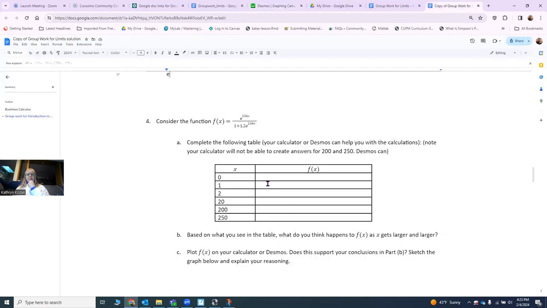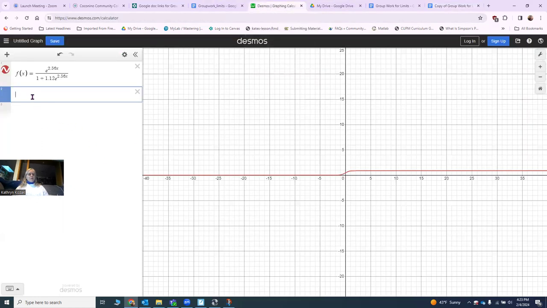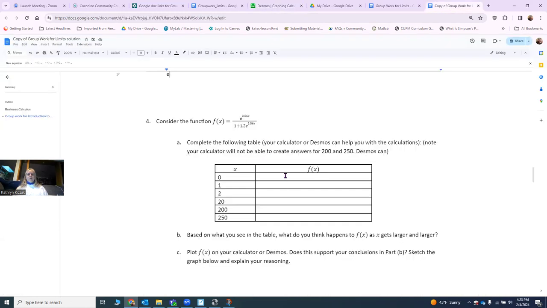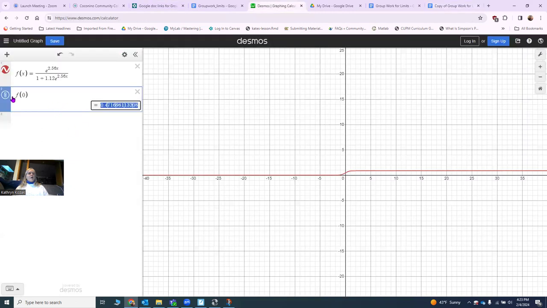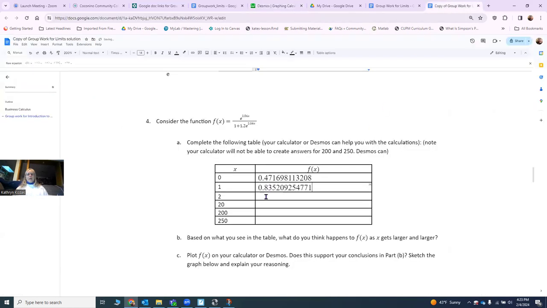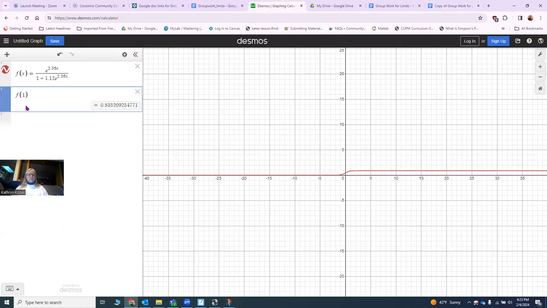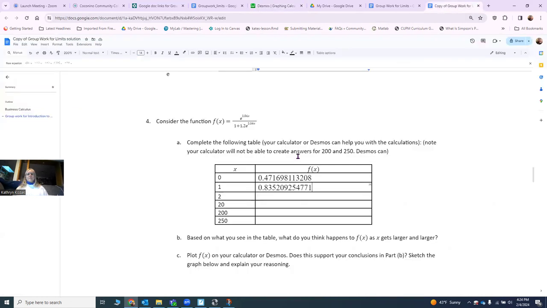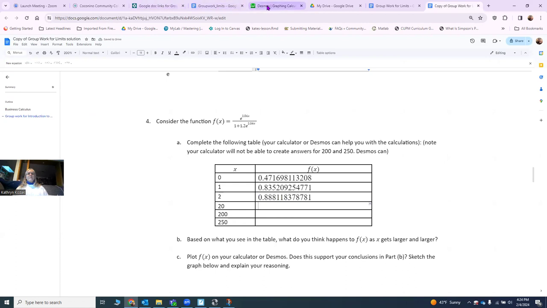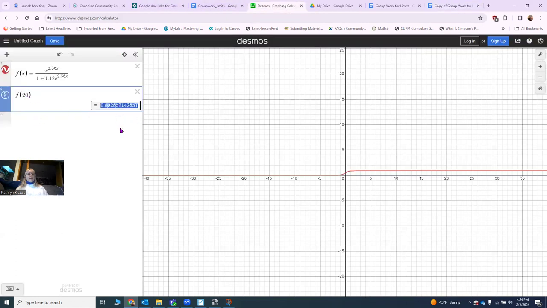All right, and so now again, we're going to fill in the table, using things numerically to see what happens. On Desmos, you can do all of these. Some of these you can't on your calculator. So we're going to put in 0, then 1, then 2, then 20, then 200, then 250, and see what's happening as the numbers are getting bigger. So we'll do f of 0, and we get 0.47 something. Then x equals 1, and we get 8.3 something. Then 2, and we get 8.888 something. Then 20.